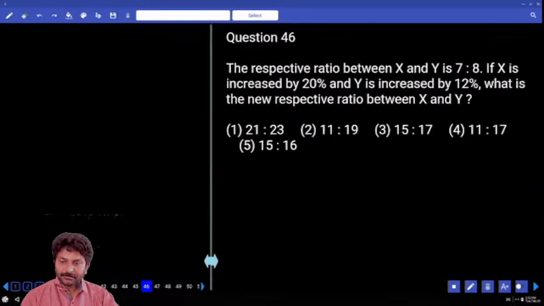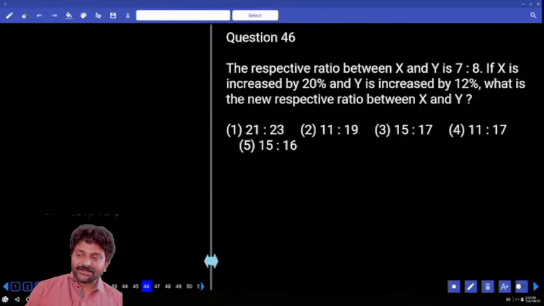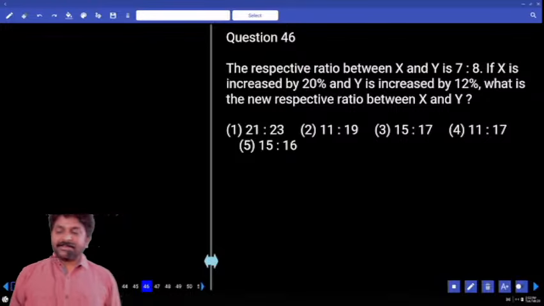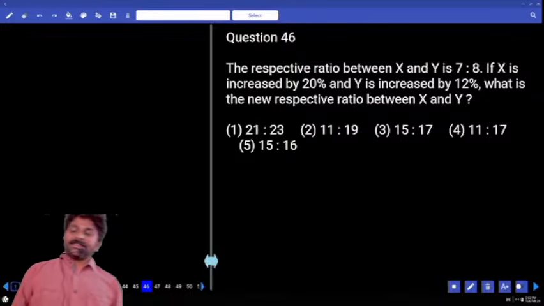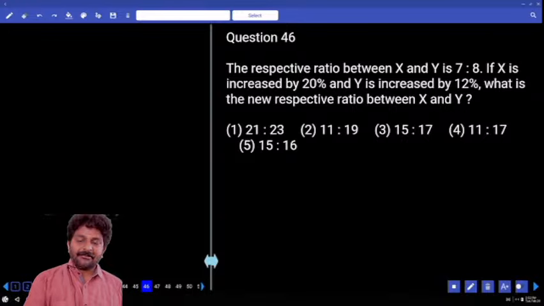Okay, now. 46. The respective ratio between x and y is 7:8. If x is increased by 20%, y is increased by 12%. What is the new respective ratio between x and y?